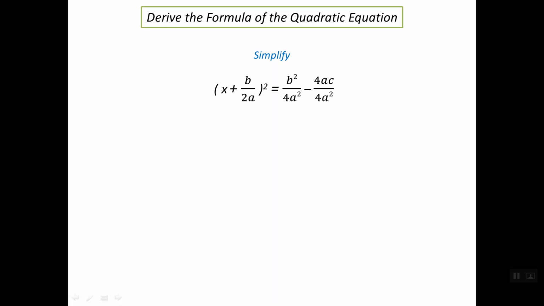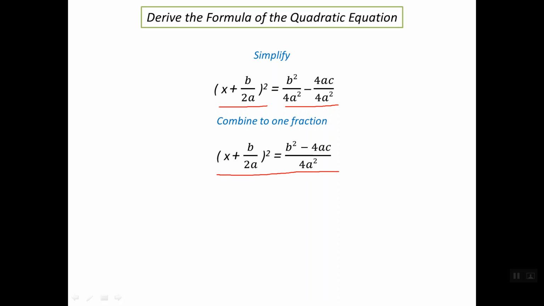Now we can simplify for the right side. This is the left side, which is a binomial squared. And for the right side, now we have two fractions with the same denominator. So simply we can combine these two fractions into one fraction.